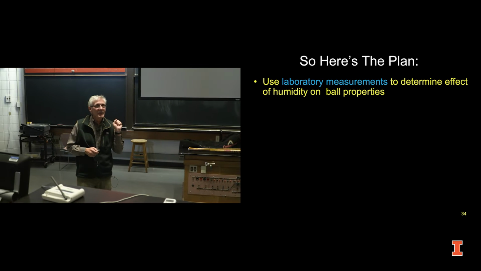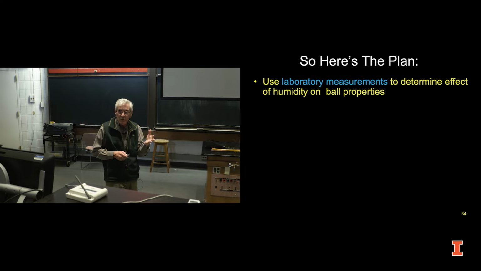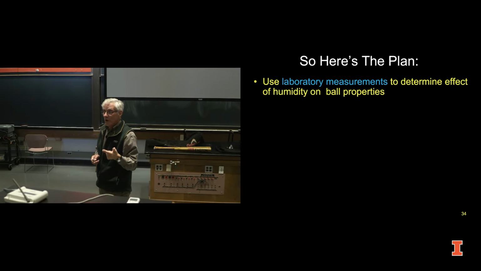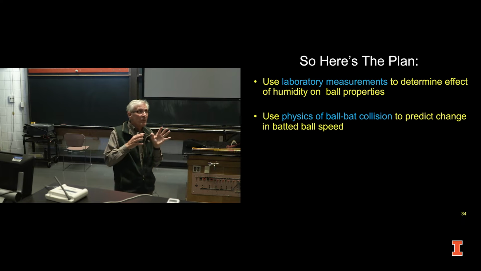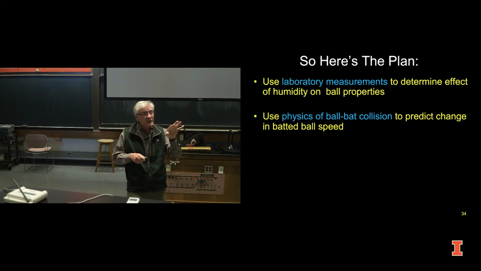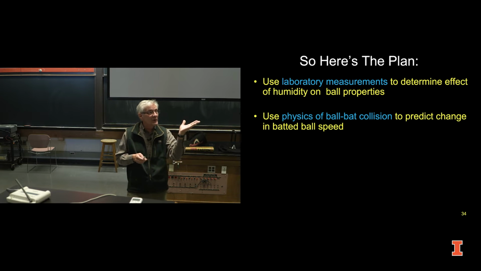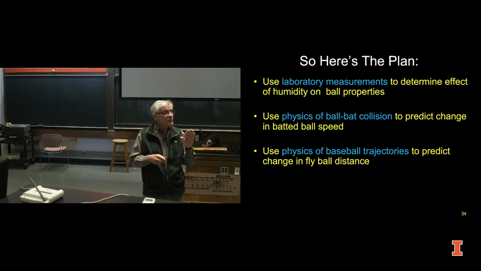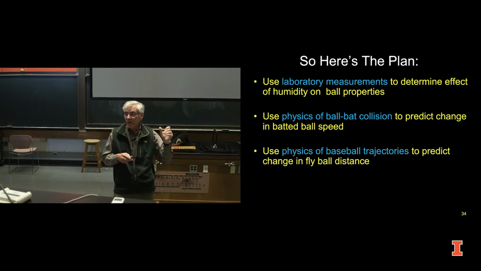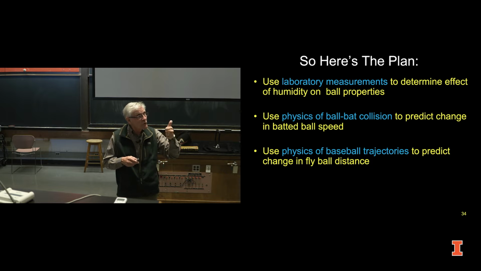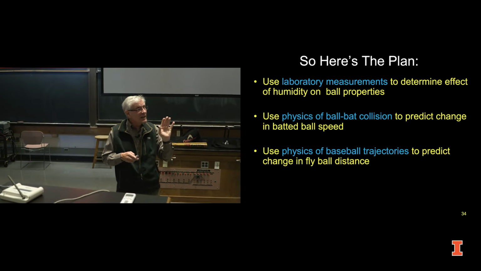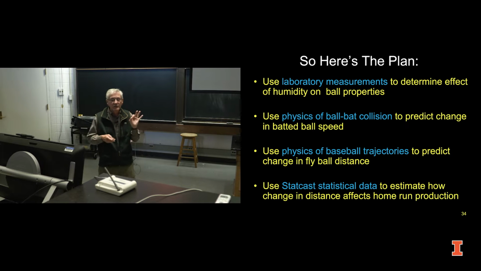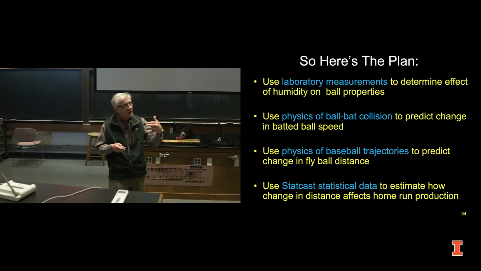So here's the plan of attack for trying to study this problem. Use laboratory measurements to determine the effect of humidity on both the bounciness and the weight of the ball. Use the physics of the ball-bat collision to predict how those changes to the ball will affect the exit velocity, the batted ball speed. Use the physics of baseball trajectories to predict how those changes would then affect the trajectory of the ball, the fly ball distance, which changes both due to the fact that the exit velocity has changed and the weight has changed. And then use statistical data from StatCast to estimate how that change of distance would affect home run production. So that's what the plan is.